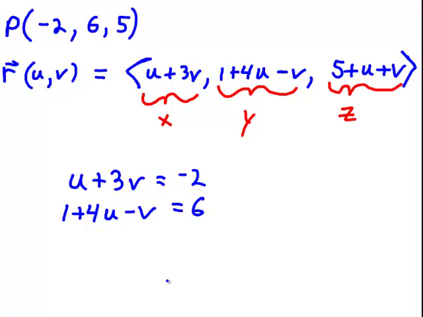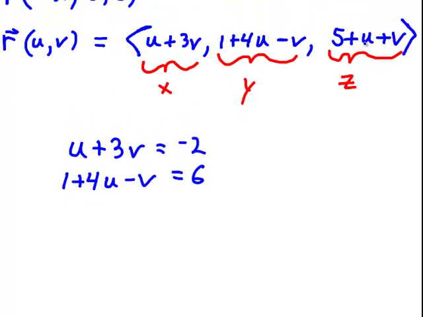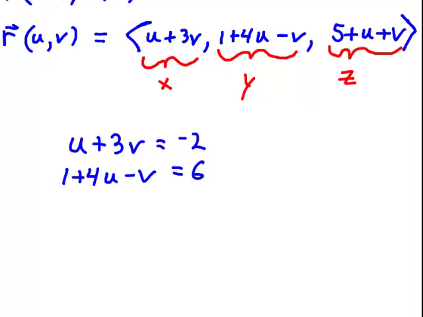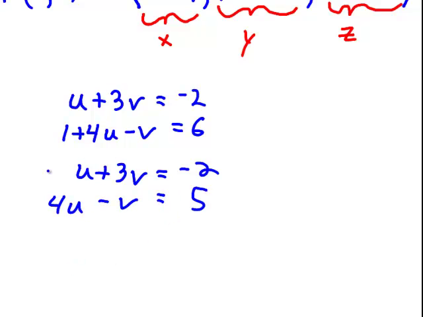Okay. So you end up with this system of equations. And by the way, you'll use the third component to check your answer after you solve this. So I'm going to rewrite this as the system u plus 3v equals negative 2, move the 1 over to the other side, 4u minus v equals 5. And I'm going to solve this system of equations. How can I do that?